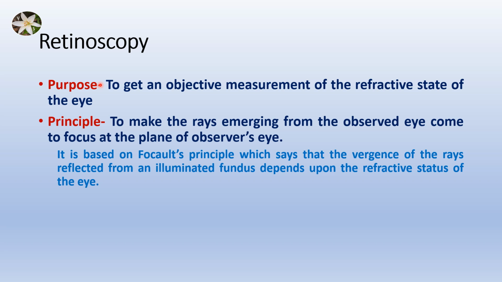The purpose, we all know, is to get an objective measurement of the refractive status of the eye. And the principle is to make the rays emerging from the observed eye come to focus at the plane of the observer's eye. It is based on Foucault's principle, which says that the divergence of the rays reflected from an illuminated fundus depends upon the refractive status of the eye.